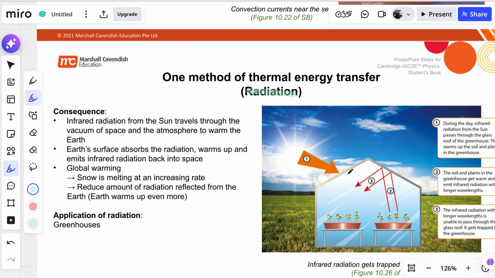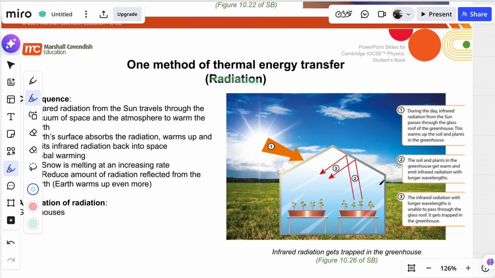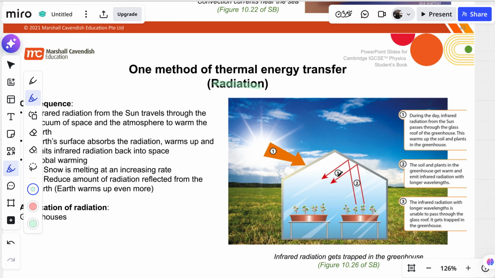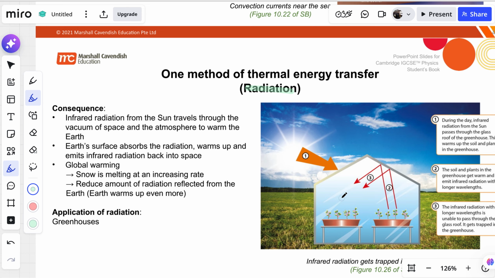Radiation. We do this, what do they call this farm? There's a name for this farm. Greenhouse farm. Okay, we can use radiation to make the greenhouse farm.